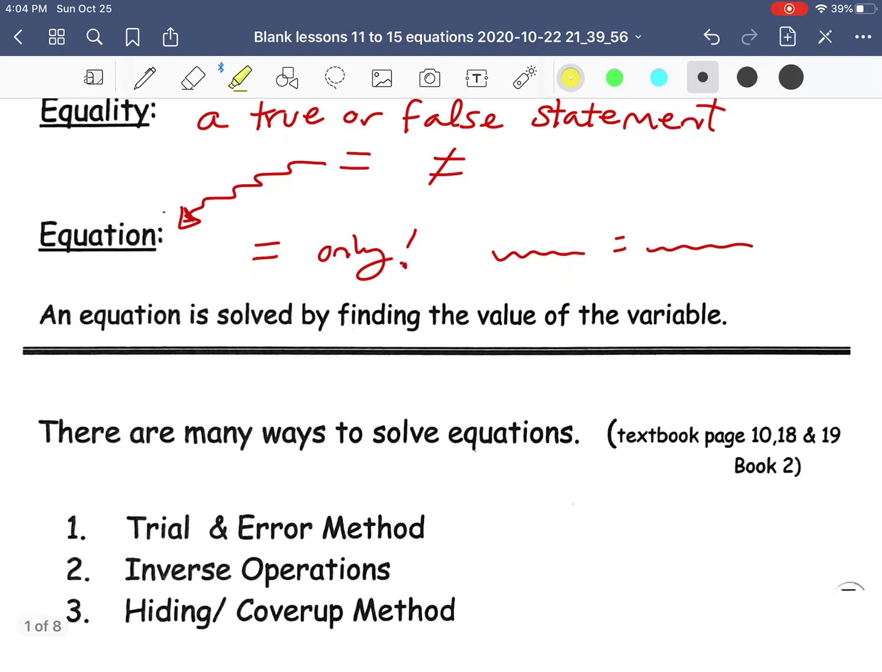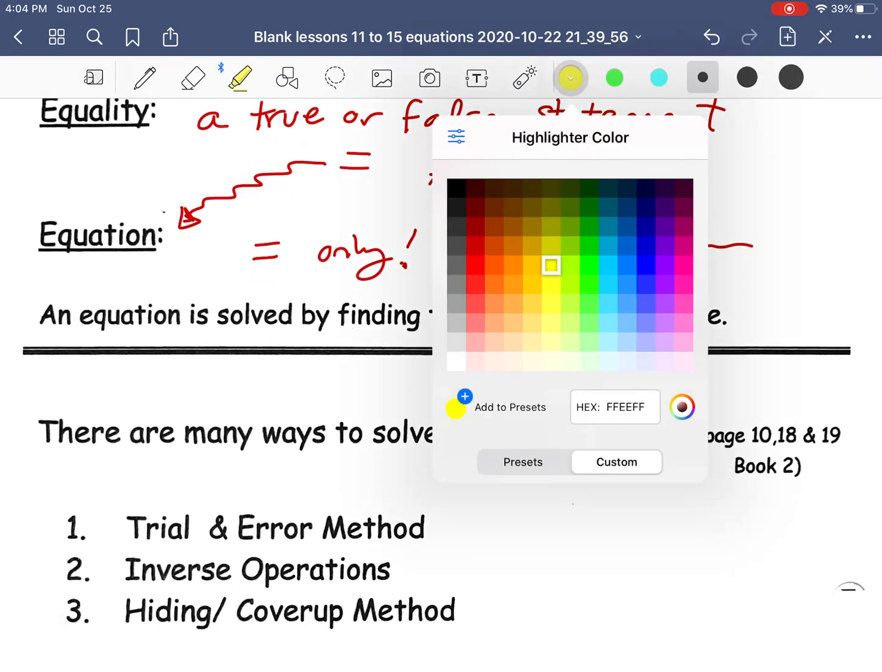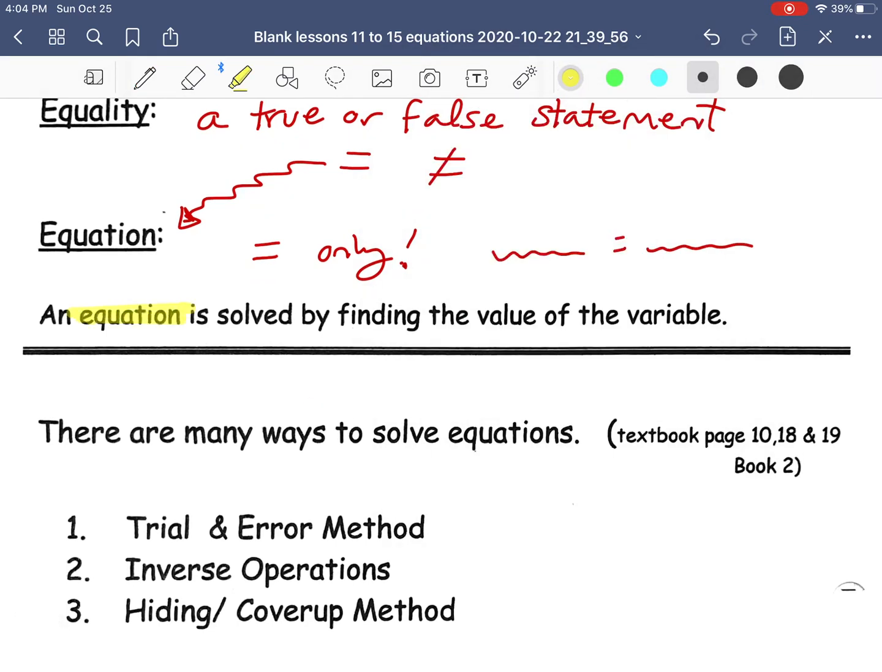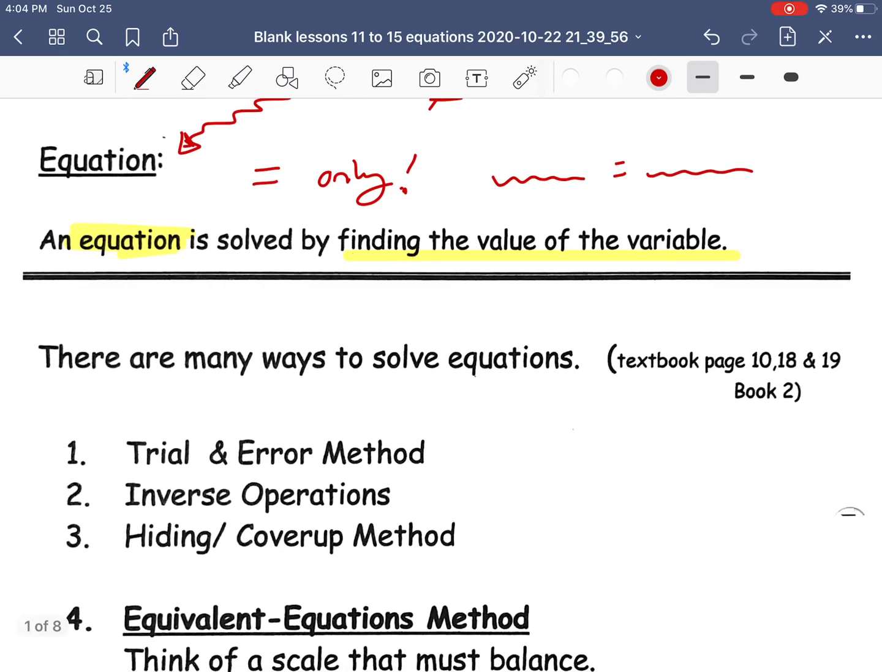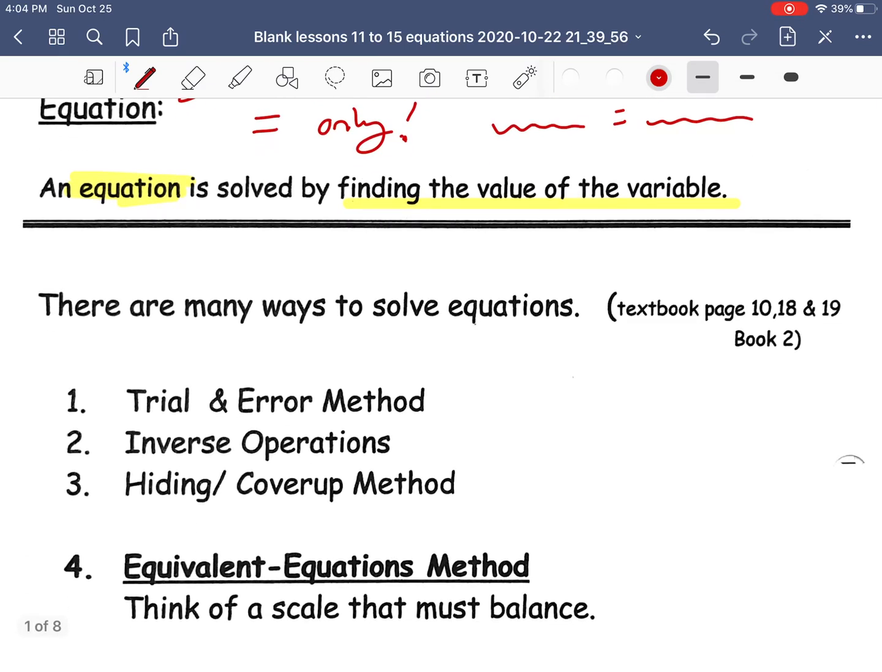We're talking about finding the value of the variable. An equation is solved by finding the value of the variable. In this case, we're only going to ever have one variable per question at a time. There are many ways to solve equations: trial and error, inverse operations, hiding and covering up.